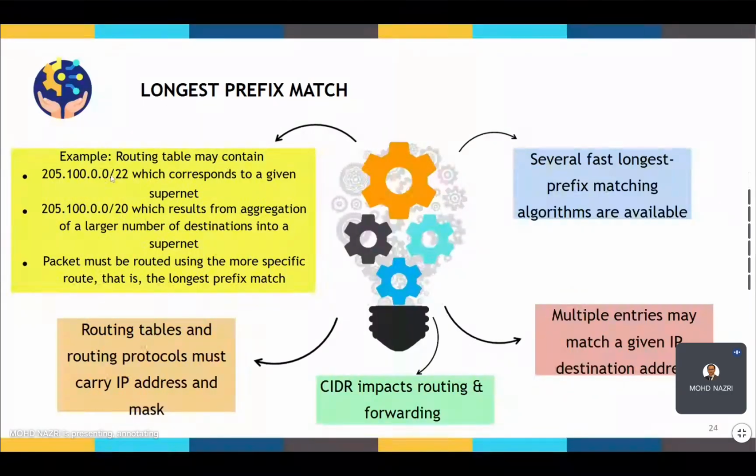205.100.0.0/20. So this one is /22, so the summarized becomes /20, which results from aggregation of a larger number of destinations into a supernet. So the prefix becomes smaller, from 22 becomes 20, sometimes /4, for example. Packets must be routed using the most specific route, that is the longest prefix match.